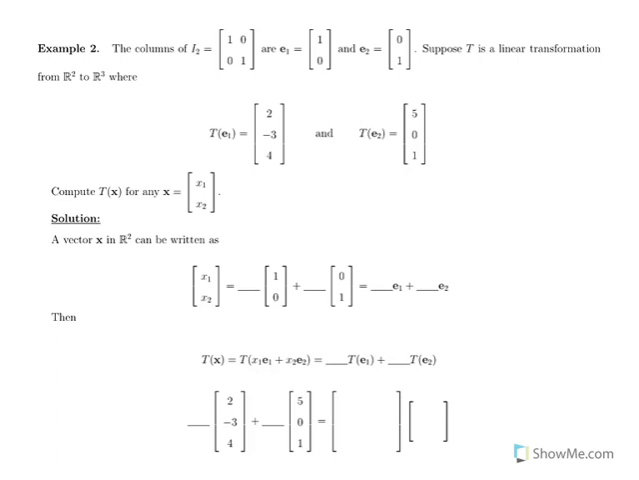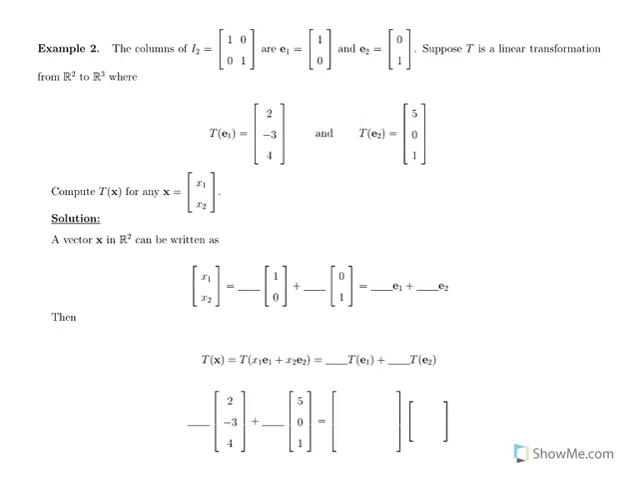If I plug in E1 and E2, we have T of E1 is (2, -3, 4) and T of E2 is (5, 0, 1). And just with that information, we are going to compute T of x for any vector x in R2. The way this is going to work is we can show that x can be built from these axis vectors, from the standard basis vectors. These are building blocks for any vectors, and we saw that in the last lecture a little bit.